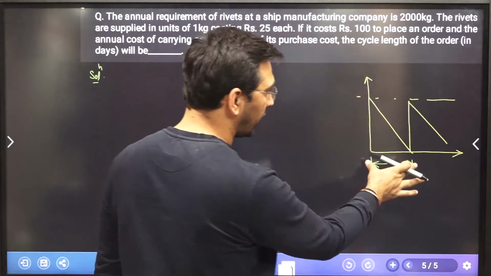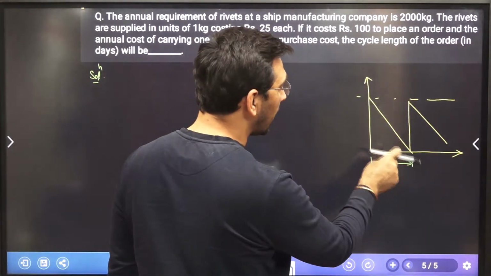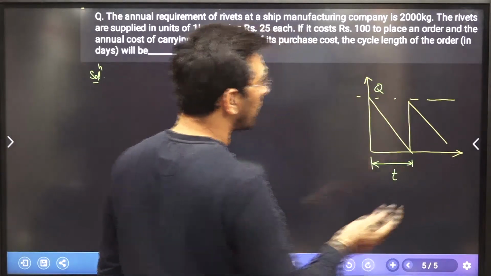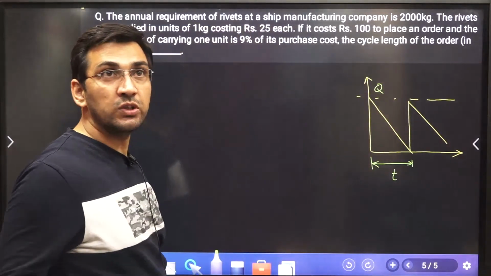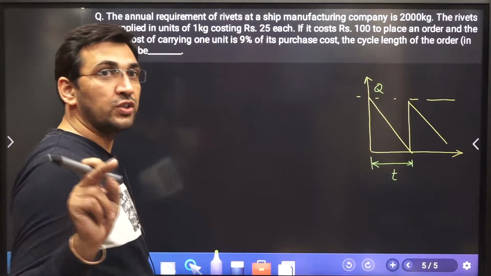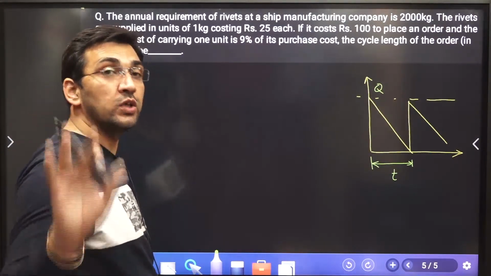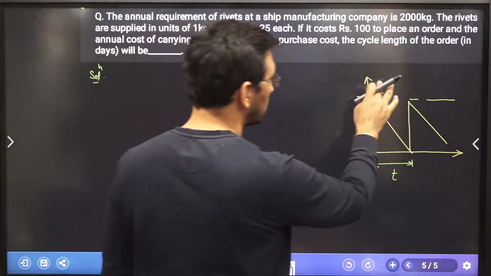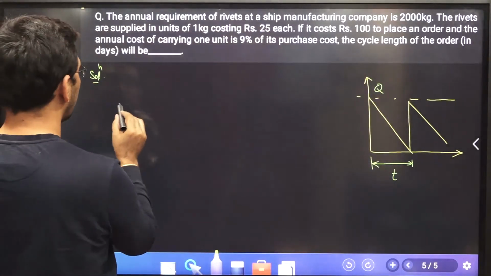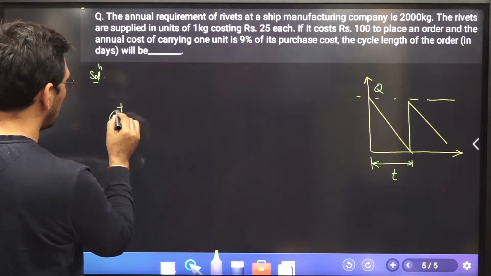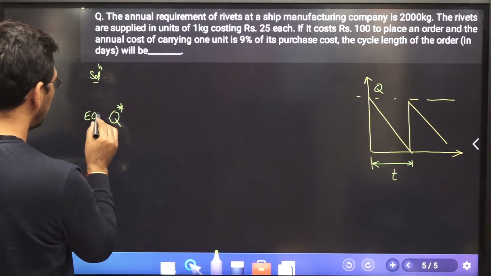And if I want to find out the cycle length, I must know the order quantity. Since I have not been given the order quantity, how much quantity should I order each time, I must find out that quantity which will optimize or reduce the total cost. So for that, I must order Q star. First I need to find out the quantity that I should order, which we call the economic order quantity.